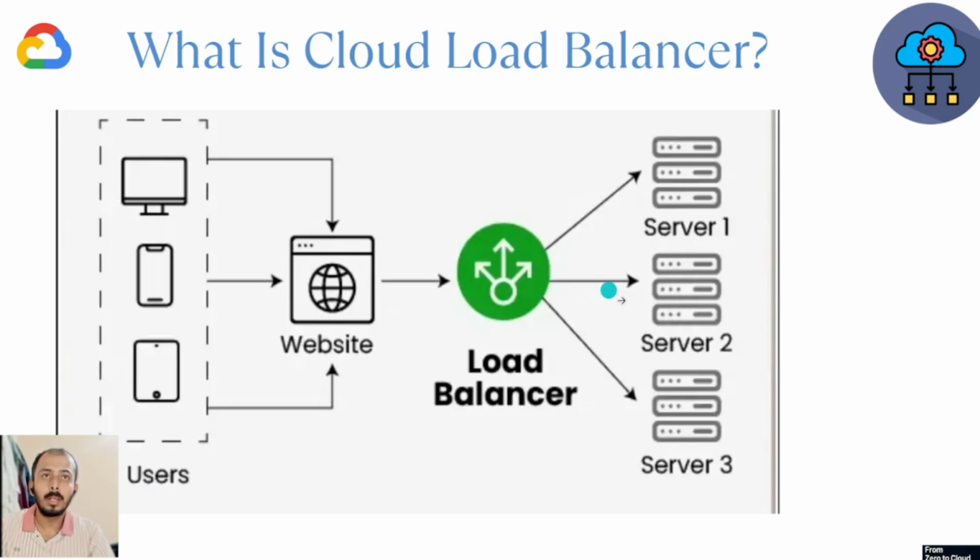Similarly, if server 2 is in some other region, like the US, and someone from the US is trying to reach Flipkart.com, then the load balancer will route the traffic to server 2. So the load balancer will decide based on different factors such as response time, server health, and location, and route the traffic accordingly.